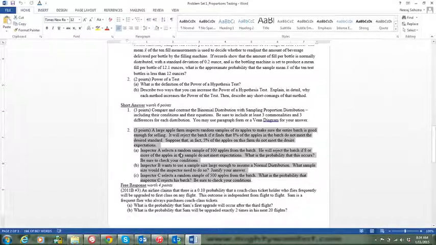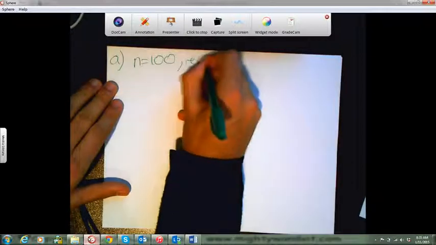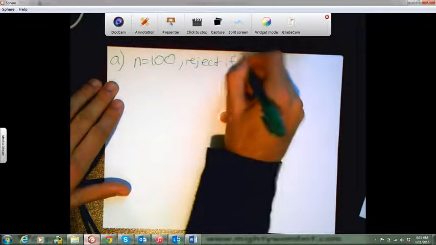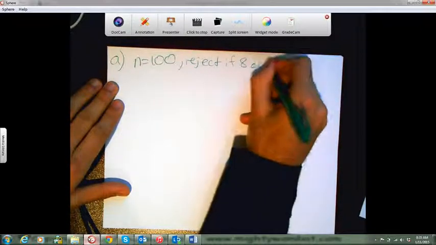Now we go to part A. Inspector A selects a random sample of 100 apples from the batch. He will reject the batch if 8 or more of the apples do not meet the conditions. What's the probability this occurs? Be sure to check your conditions. Okay, so we have part A. It said Inspector A picks 100 apples, and he will reject if 8 or more are spoiled.